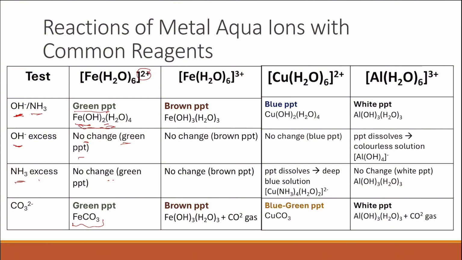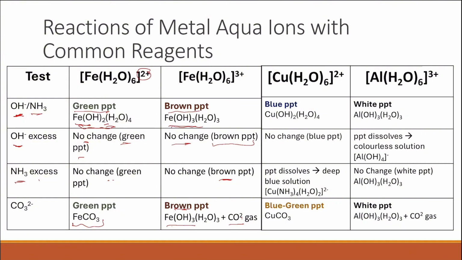With iron 3, hydroxide or ammonia will give you a brown precipitate of the hydroxide. If you add excess hydroxide, there will be no change. It is going to stay, so it's not amphoteric here. It's going to stay as the hydroxide of the iron 3, a brown precipitate. Also, excess ammonia will act just as a base, not to substitute the ligand, so you're still going to have the brown precipitate. And finally, with the carbonate, instead of having iron 3 carbonate, you're going to have the iron hydroxide and carbon dioxide gas.